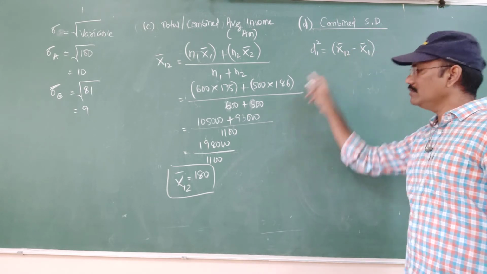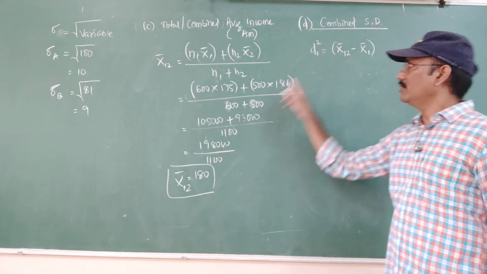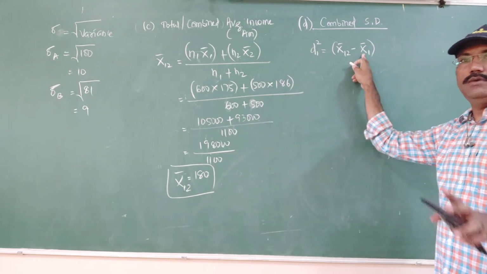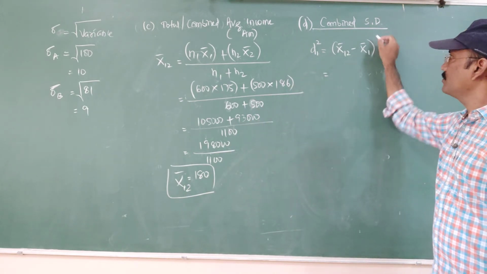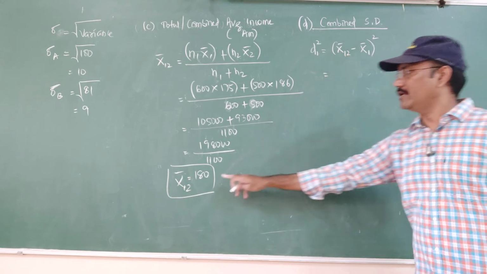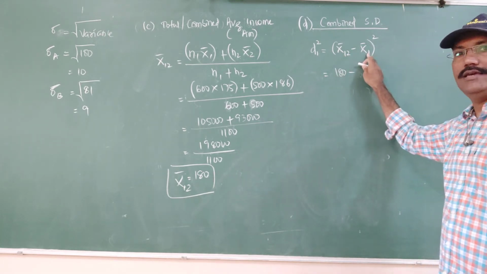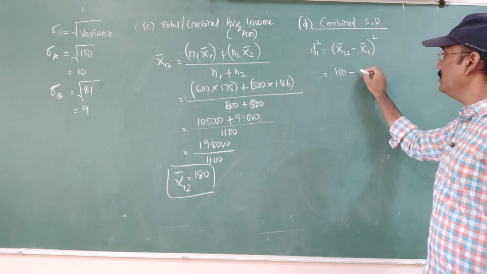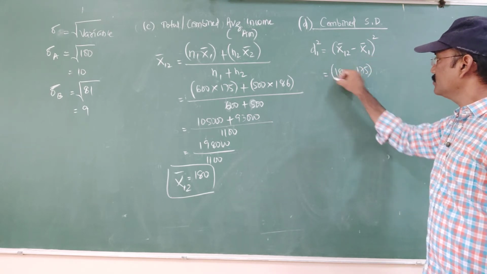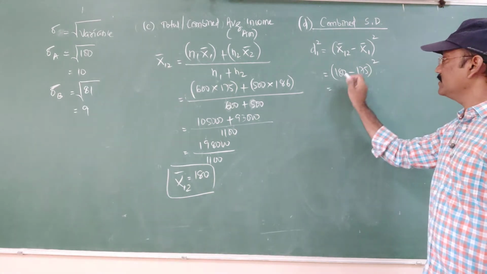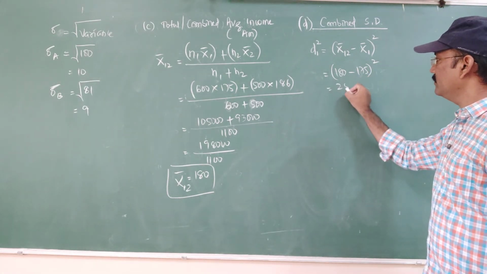What is X bar 1 2? Combined mean. What is X bar 1? The mean of the first variable, squared. X bar 1 2 is 180 minus X bar 1. What is X bar 1? Village A mean. Village A mean is how much? 175. So make the difference and square it. The difference is 5, and the square is 25.